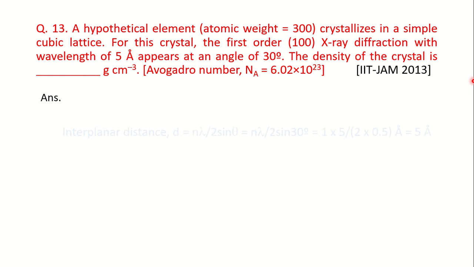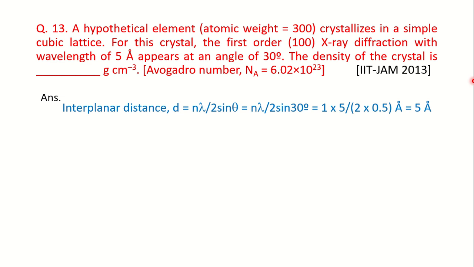This is also NTA type of question, so let's find out the answer. So interplanar distance D must be equal to, from the Bragg equation, n lambda by 2 sin theta. So the value of theta is 30 degree, so it is n lambda by 2 sin 30 degree. Now put the values. In place of n, you put 1 here. In place of lambda, you put 5 here. So the result must come in angstrom unit, because you are putting the value of lambda in angstrom unit.